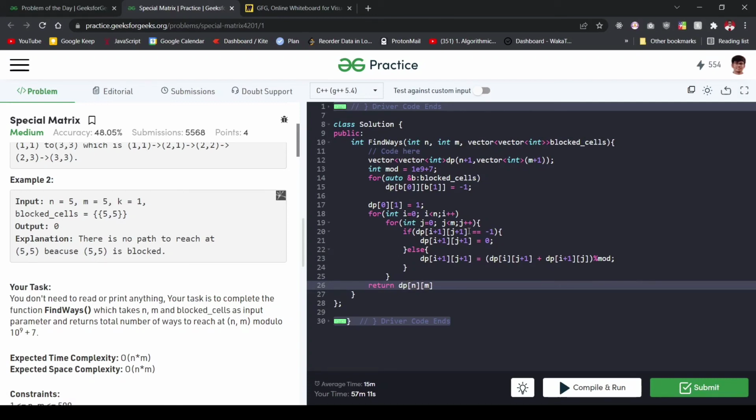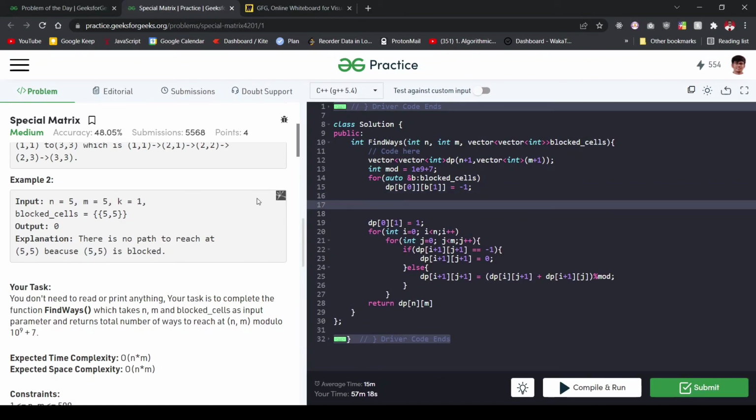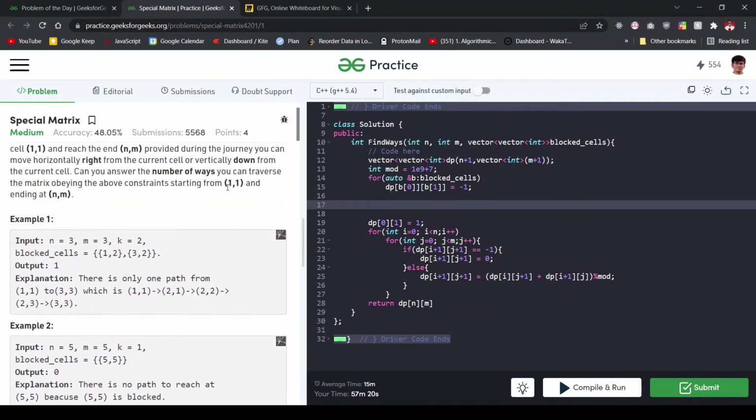and we'll simply return the last value of the cell, that is dp of n comma m. Also, to make it much more efficient, we could consider the case wherein our initial cell, that is the 1 comma 1 cell, is -1, then in that case there is no possible way to traverse the matrix. And also if our last cell is -1, then in that case also there's no possible way to reach the end. So if that is the case, we'll simply return 0.